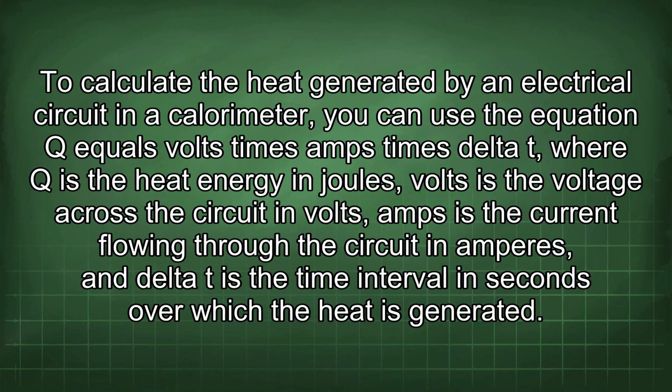To calculate the heat generated by an electrical circuit in a calorimeter, you can use the equation Q equals volts times amps times delta T, where Q is the heat energy in joules, volts is the voltage across the circuit in volts, amps is the current flowing through the circuit in amperes, and delta T is the time interval in seconds over which the heat is generated.